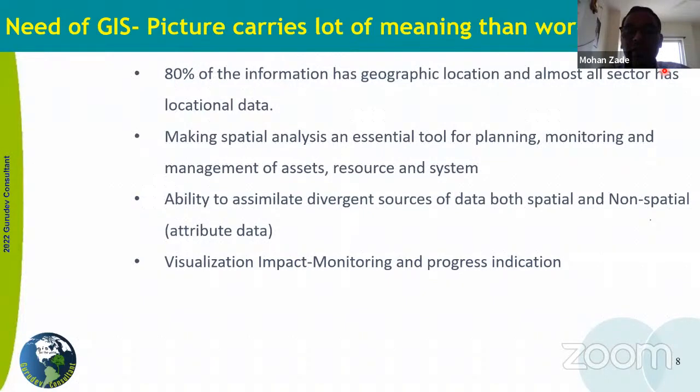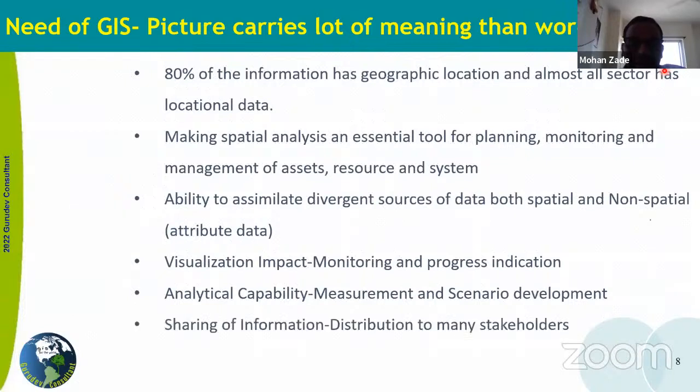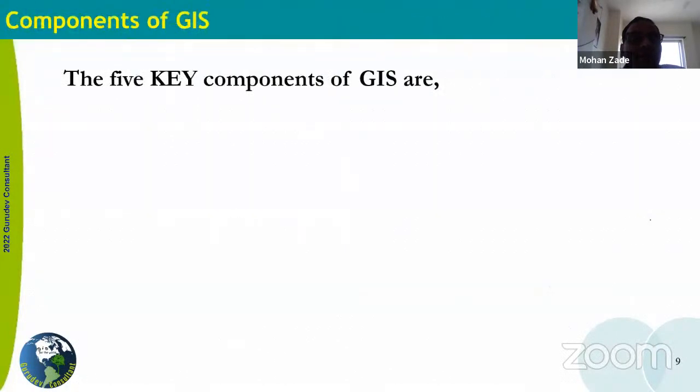If you see the road projects in the National Highway Authority of India, NHAI, they don't have to go to the entire stretch of the road. They can monitor using this GIS, daily progress and monitoring where it is, and what is happening. It has an analytical capability. So you can have measurements as well as scenario developments. So what-ifs can be answered using this analytical capability. And you can share that information with many stakeholders now. So, that is a good thing about that.